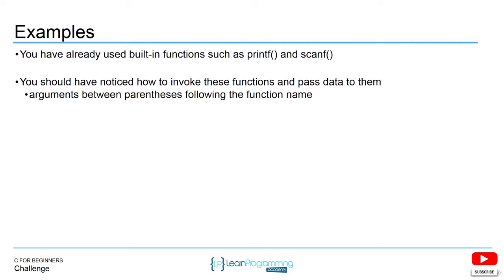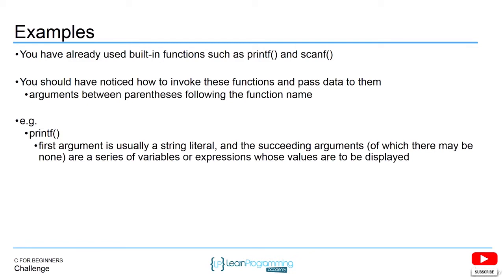The data is the arguments between the parentheses following the function name. We're going to have a whole other lecture on arguments and parameters to explain them more. But at a high level, understand that you can pass data to a function. And understand that by looking at the printf function. The first argument to the printf function, which is the data that we're passing to it, was a string literal. It was all those characters inside of double quotes.